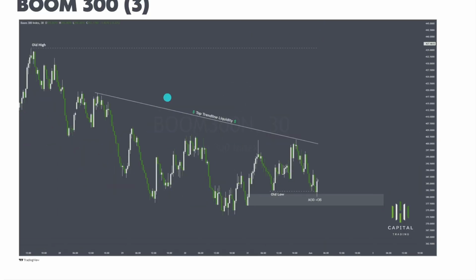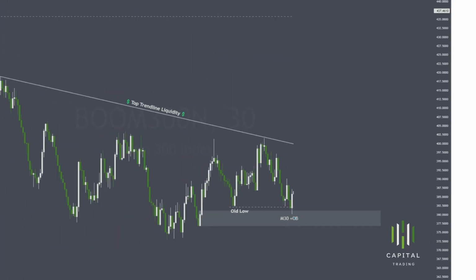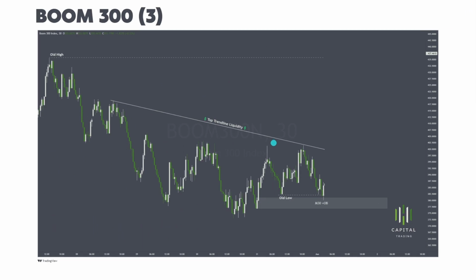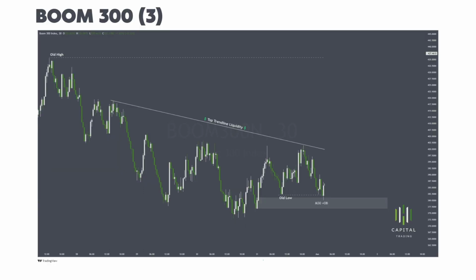So what happens is we want to see if they're going to utilize this bullish order block to spike to the upside and reach into this top trend line liquidity, and hopefully reach into our target here, our old high. So let's see if that happened on the 1st of June. So we did get that.